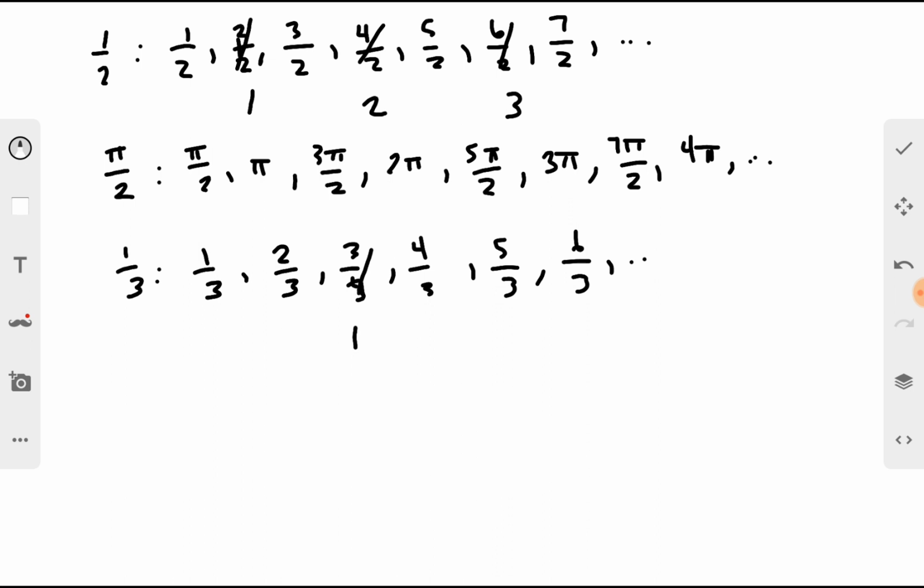3 over 3 reduces to 1. 6 over 3 reduces to 2. And then we keep going. 9 over 3 reduces to 3. So if you can do that part in your head and reduce them, then you don't have to write it down twice.